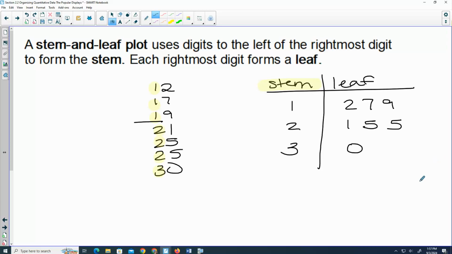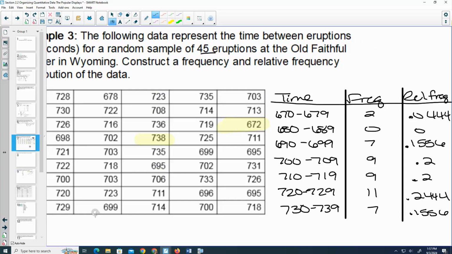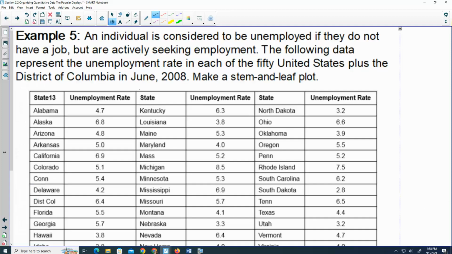The benefit of this over what we were doing before: when you look back at that, I can tell there were 7 times between 690 and 699, but do I know what those times actually were? No, I've lost those original numbers. So your stem and leaf might be more beneficial if you need to know the original numbers later on. You can keep them.